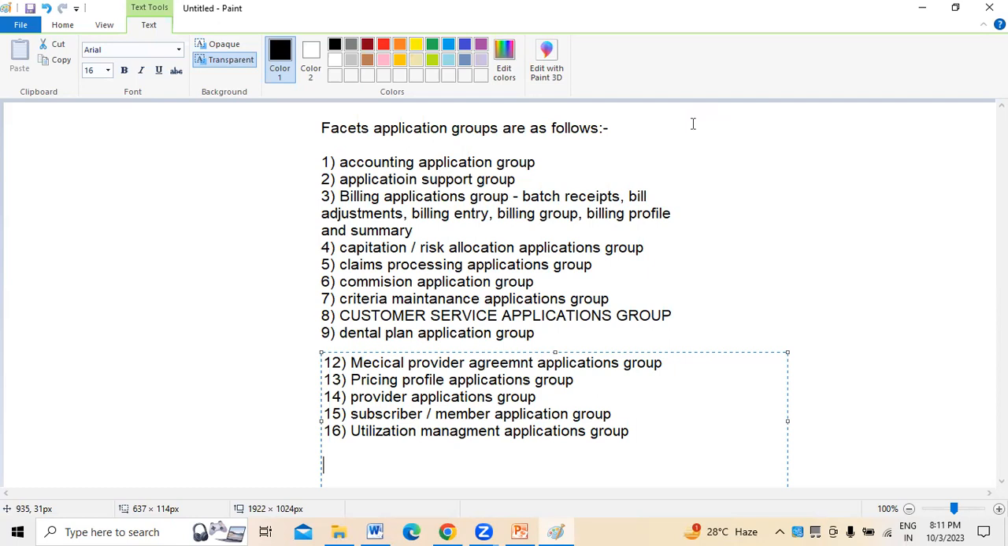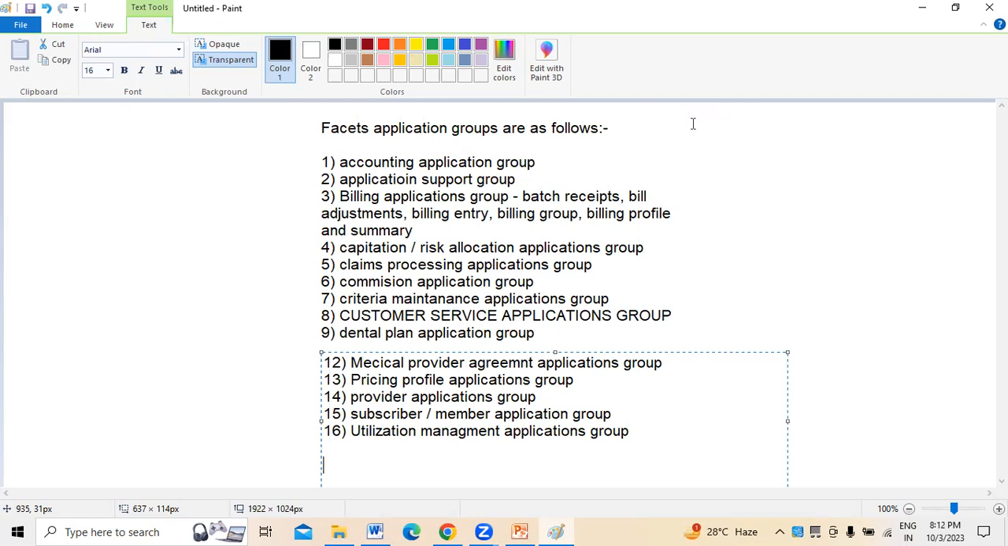Last but not least, utilization management, where majorly this case management, at the same time, whatever the utilization management loggings we have, right? So inquiries we have, right? All this information will be mentioned under the utilization management applications group. So these are the different groups which are available under the Facets application.